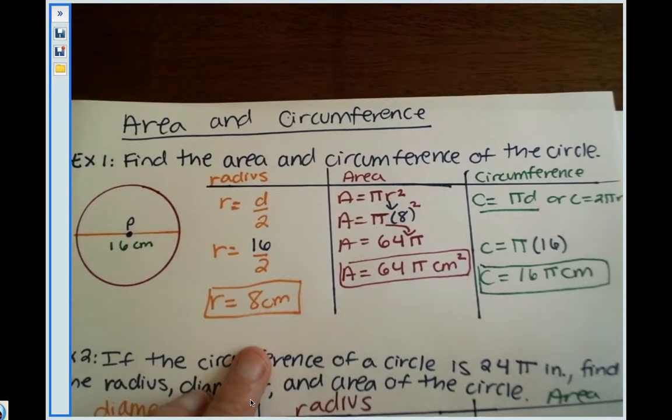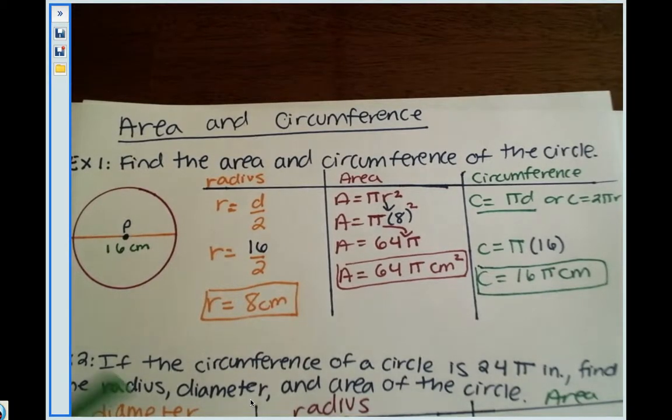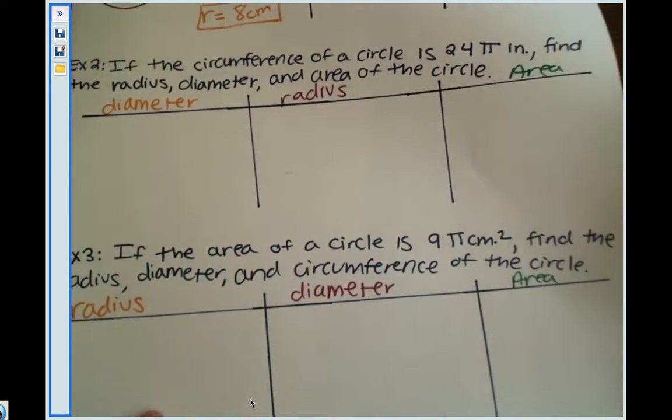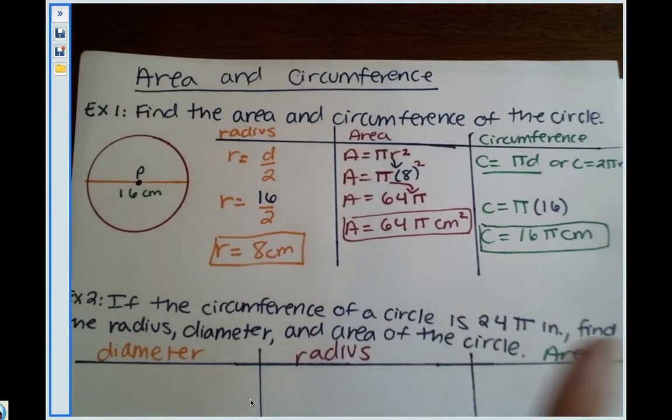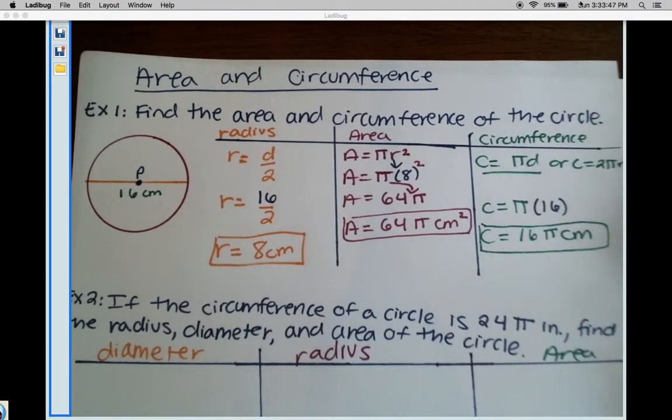And guess what, you guys? That's it with that problem. Cool beans, right? Wasn't that fun? These are going to be even more exciting. For example, 2 and 3, because we're going to be using the circumference and area to find other things, which will be a lot more exciting. All right, let's get going.